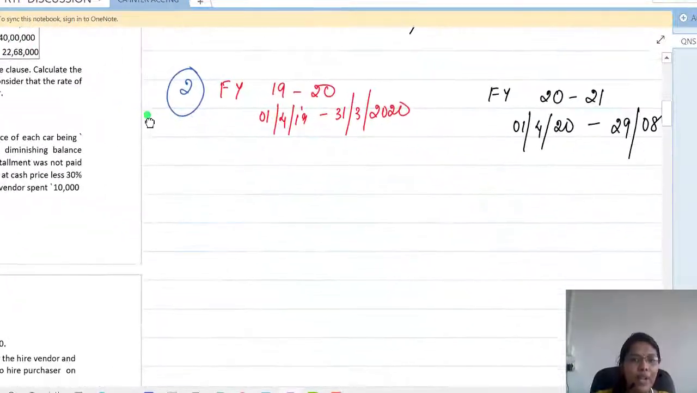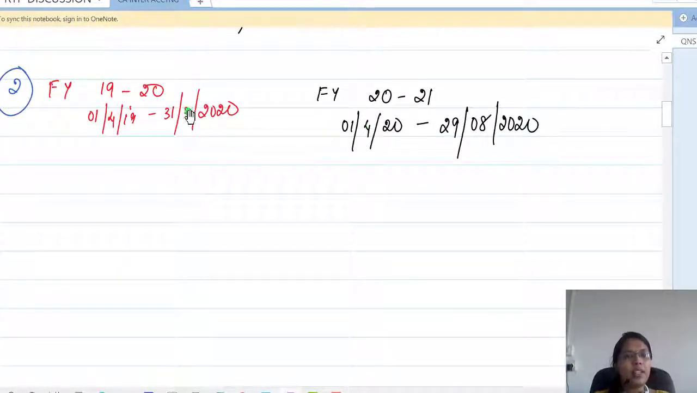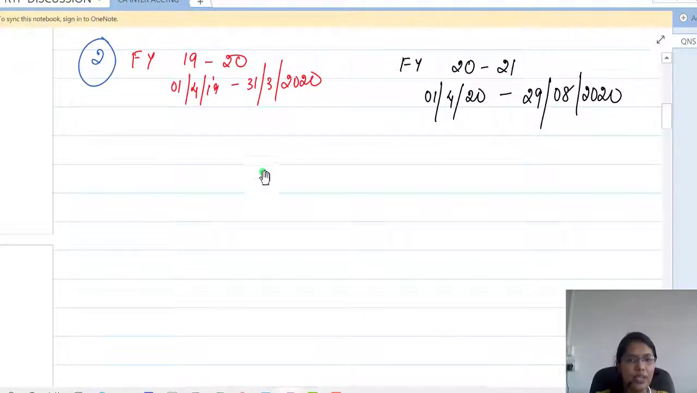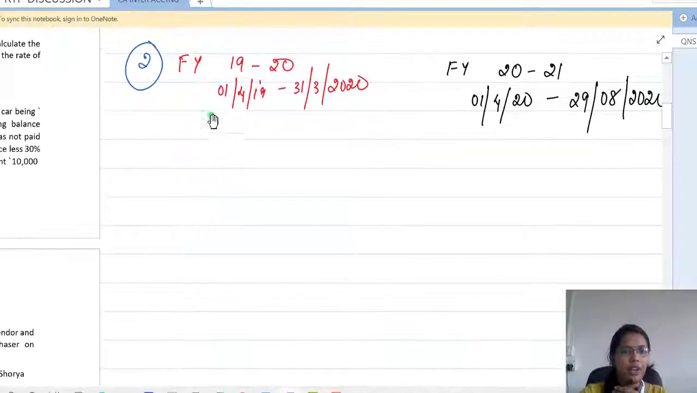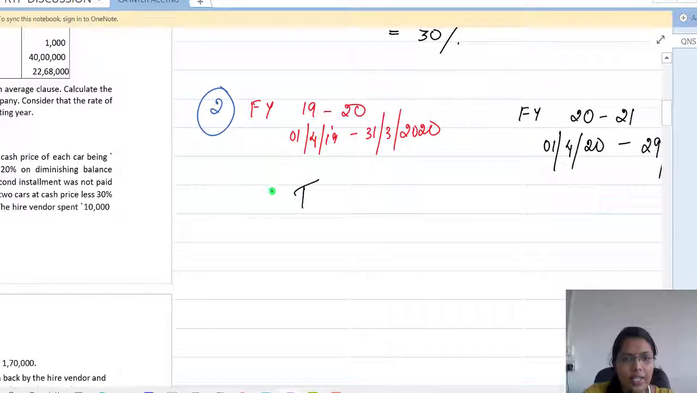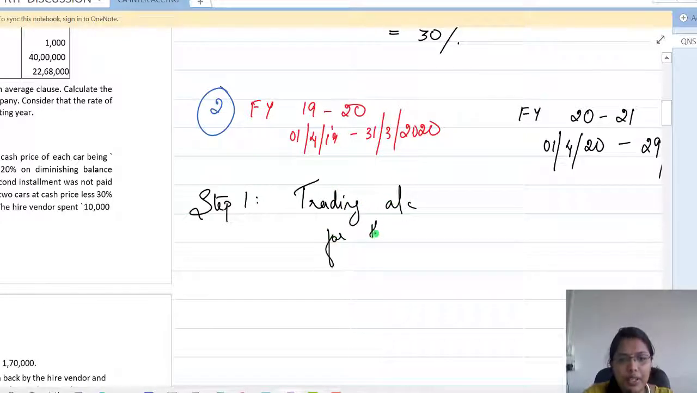So the first step is to find out the previous year, that is the year prior to the year in which the fire has occurred, to find out the GPR of that year. Let us do that now. So to find out the GPR of financial year 1920, I'm going to open a trading account. That is going to be my first step. Step 1, trading account for the year ended 31st March 2020.